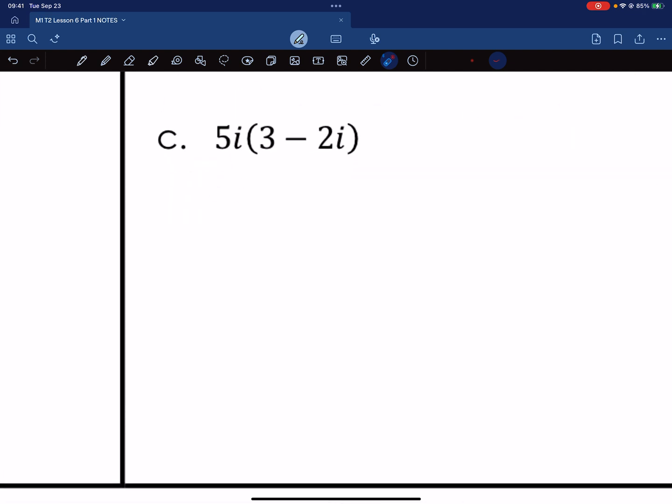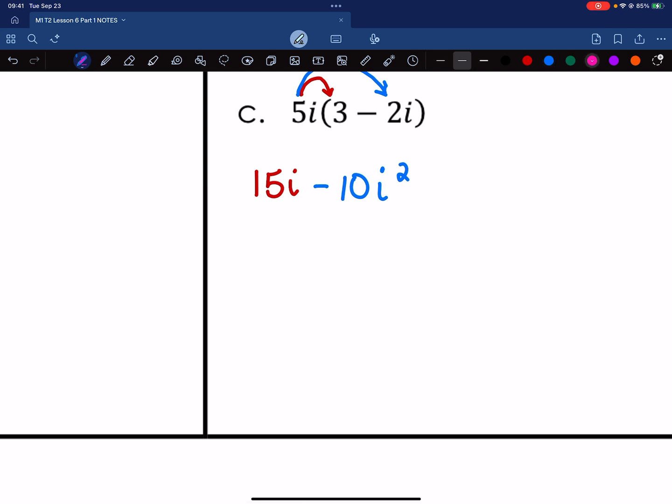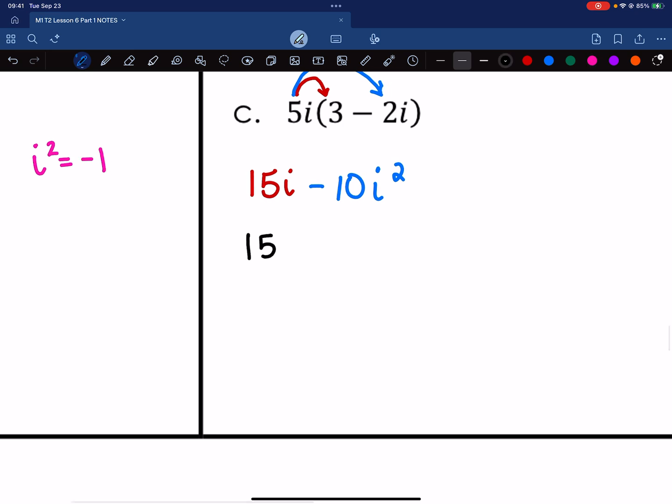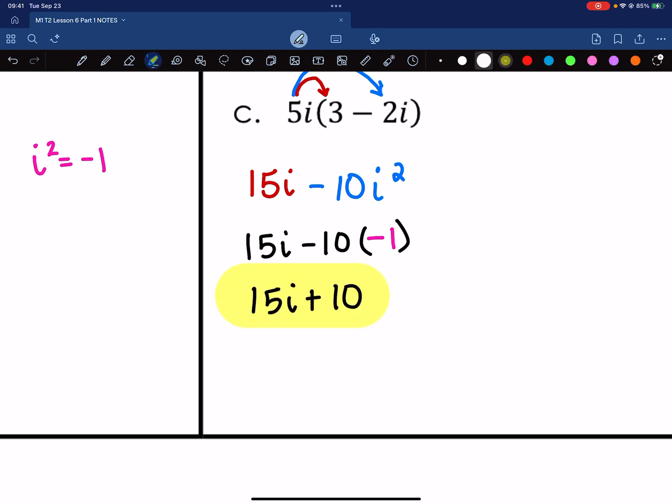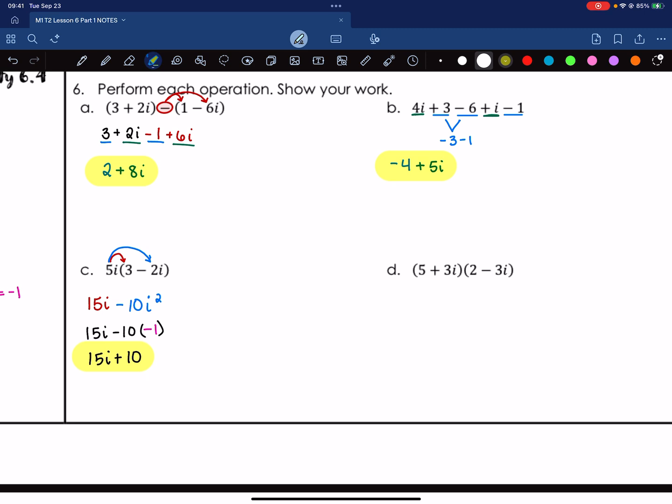Okay, next we're going to multiply. So when we multiply, we do 5i times 3i. 5 times 3 is 15. The i tags along. Then we do 5i times a negative 2i. So 5 times negative 2 is a negative 10. i times i is i squared. So what we need to remember from the beginning is that i squared is equal to a negative 1. So what we have is 15i minus 10 times a negative 1. So this ends up simplifying to a positive 10, and that would be the answer to 5i times 3 minus 2i.